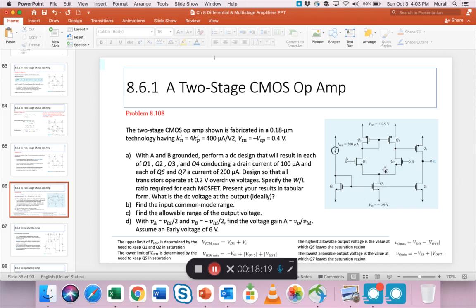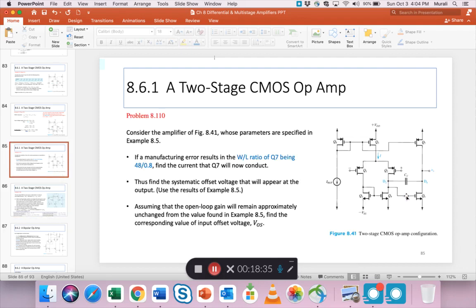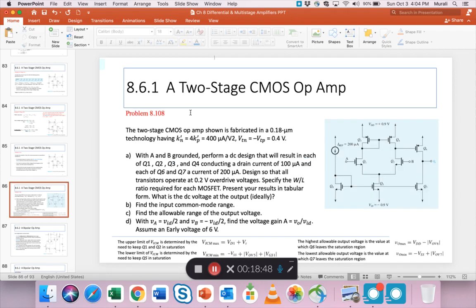Now you notice that because these are NMOS devices, these current mirrors, which are providing bias current to these other transistors, are at the bottom and they are all NMOS devices. Here the current mirrors are PMOS devices and they are on the top. Okay, so that is one difference. Otherwise it's pretty straightforward. So let's read what the problem says. So there's a two-stage CMOS op amp with 0.18 micrometer technology, and you have your Kn and Kp's.